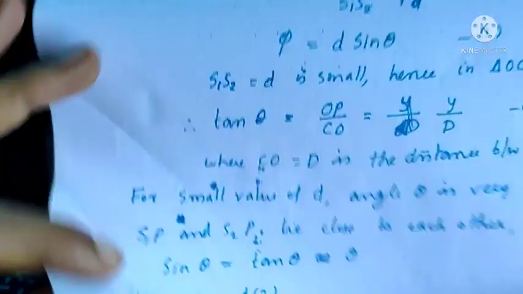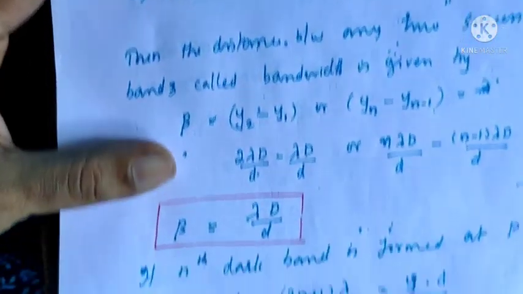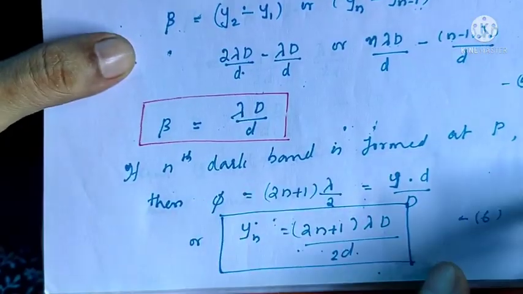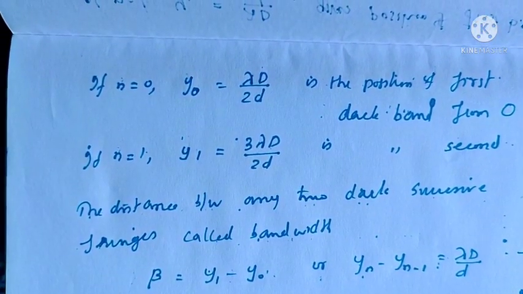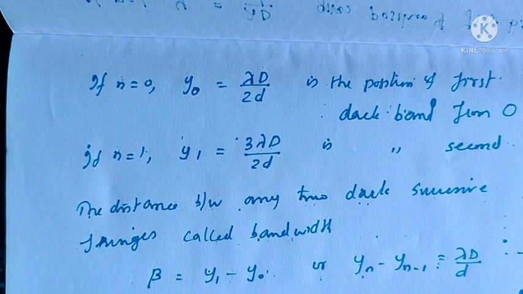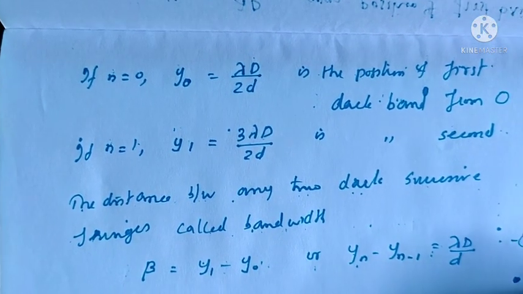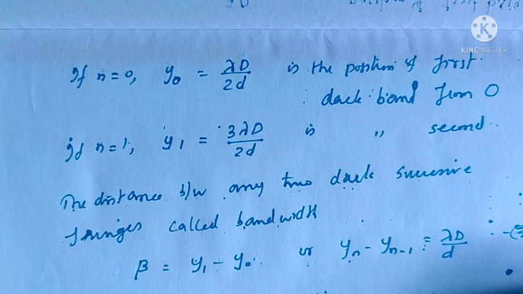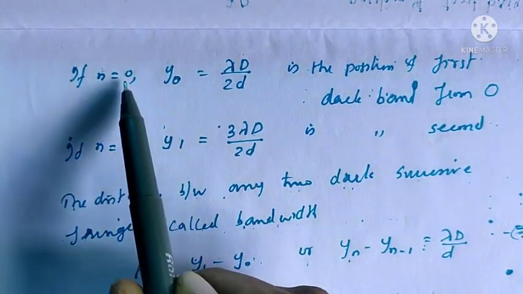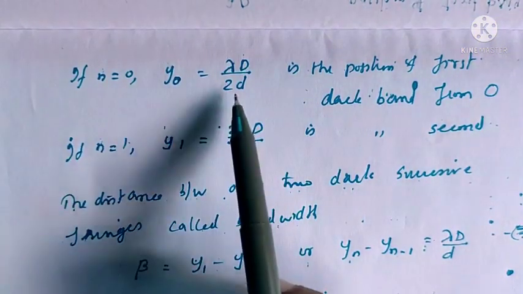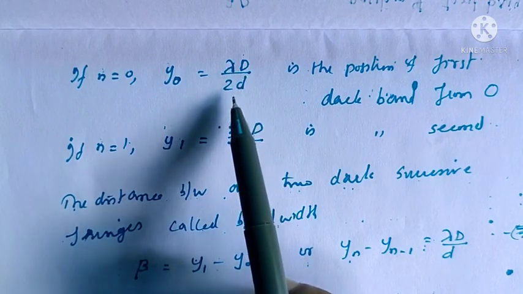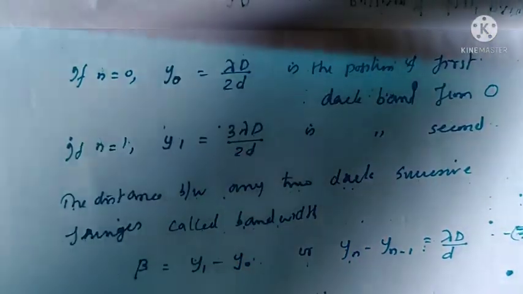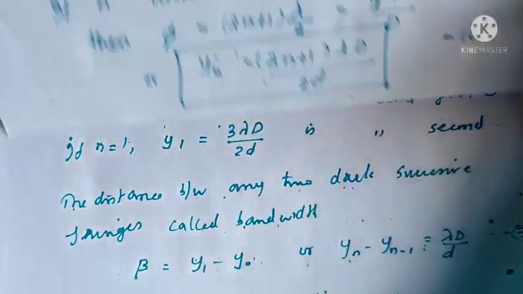Okay, and the condition for dark fringe is this. Now we can find the bandwidth. In order to find the bandwidth, we can find two successive dark fringes by substituting the value n equal to 0, 1, etc. For n equal to 0, y0 is equal to lambda d by capital D from this expression.